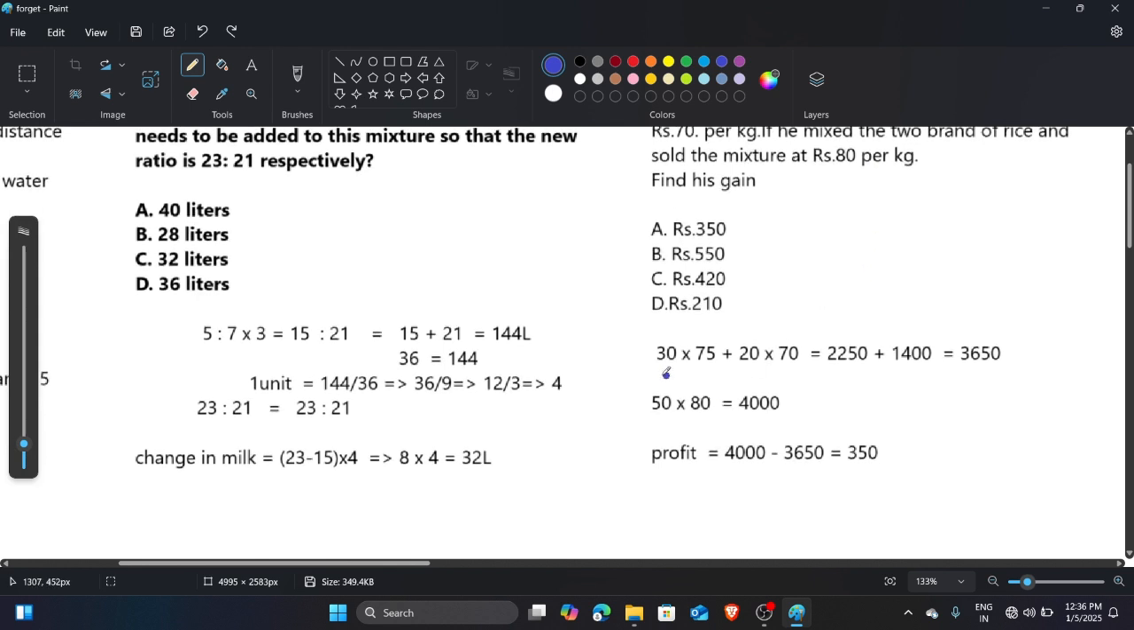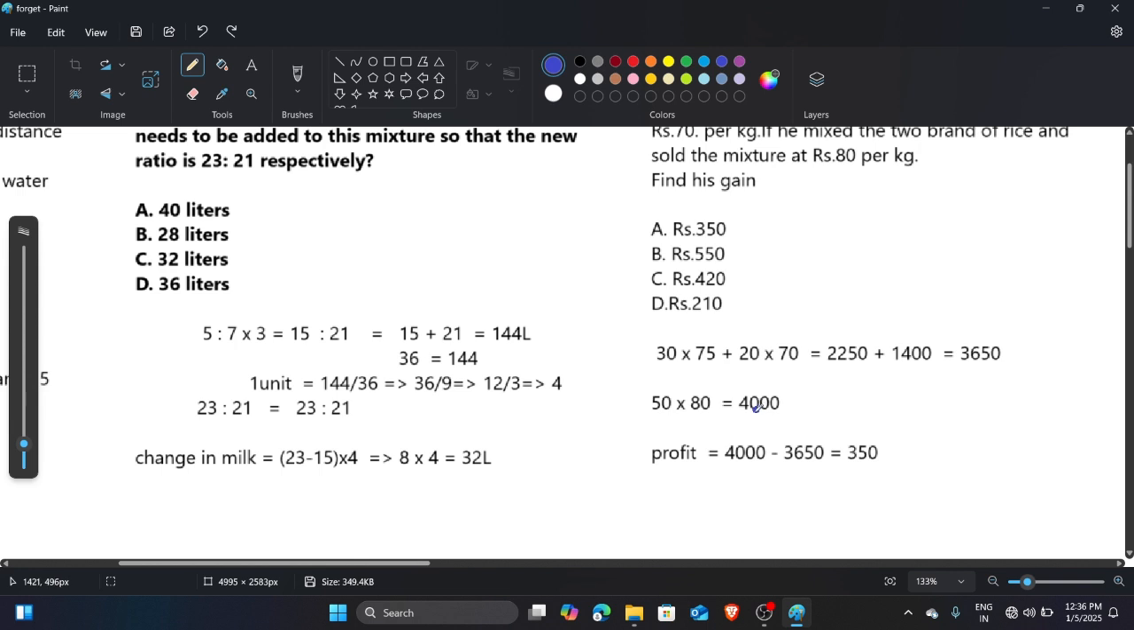So simply, we make the total quantity, which is 20 plus 30, and we make the total cost price from 75 rupees and 70 rupees. Okay, now the total cost price is this, and now the new one: when we mix it, 30 and 20, it is 50 kg, and we sell it at 80 per kg. So we sell it at 80.